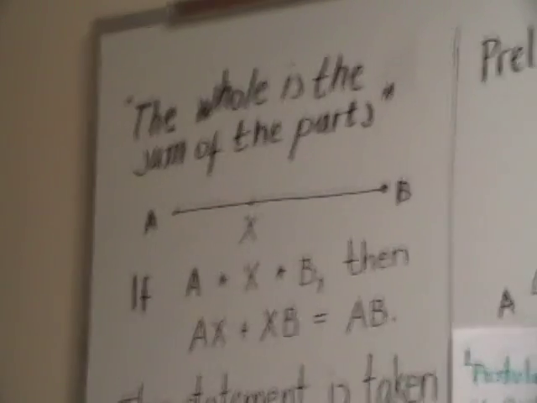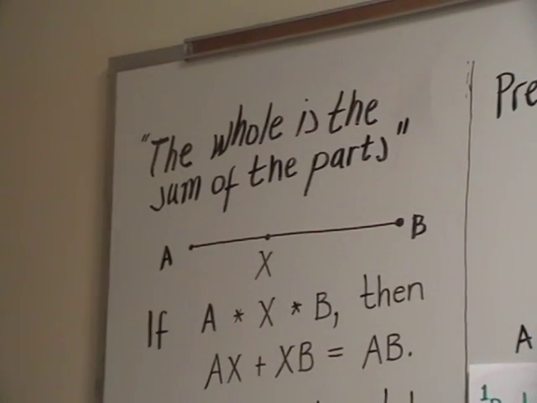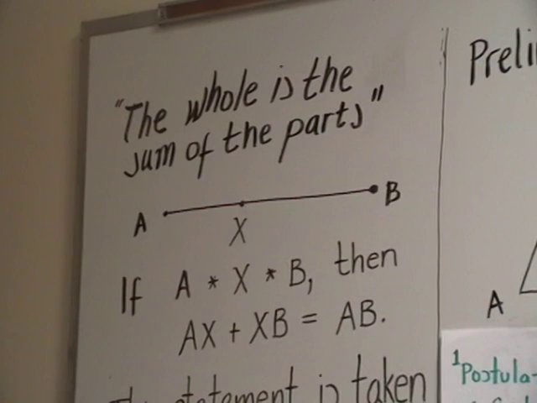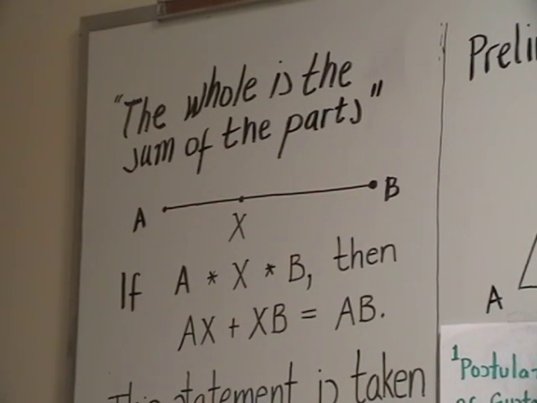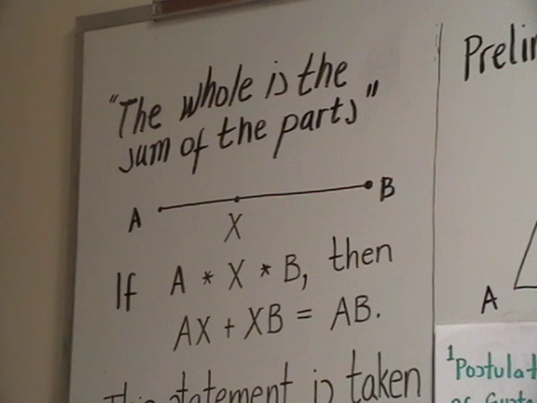Here we're going to present a proof of the Pythagorean theorem. Before that, let's take care of some background material. First, the statement, the whole is the sum of the parts, which is simply the following. If point X is between A and B on segment AB, then AX plus XB equals AB.